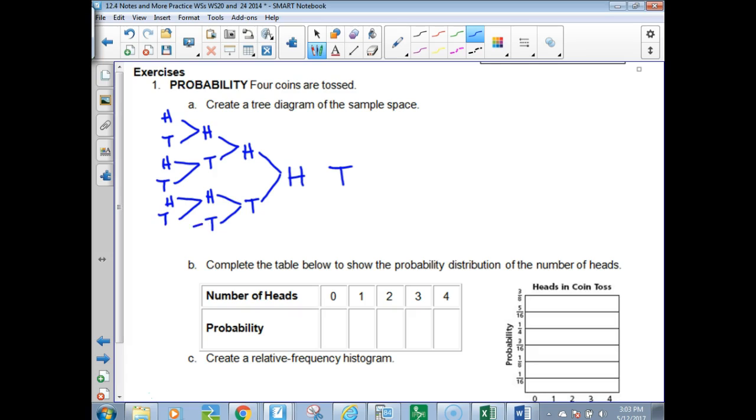And from all of these, you can get heads or tails. My branches are starting to slump. Told you I wasn't great at it. Okay, now I'm going to go to the other side. Heads or tails. And keep going.